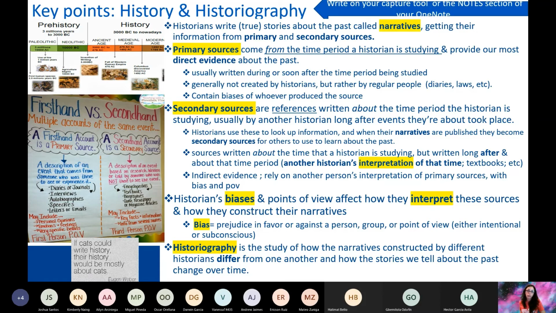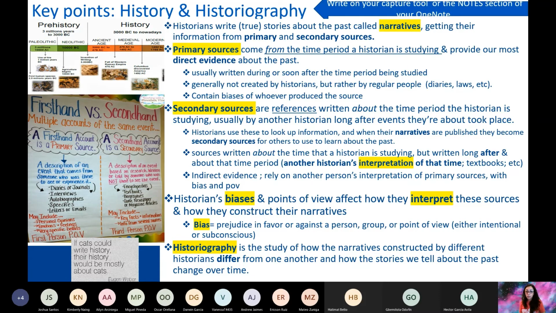So secondary sources are references written about the time period that we or a historian or anyone is studying, usually written by another historian or an academic long after the events that they are about took place. You can think of these as like textbooks or reference books. Historians use these to look up information, and when they write narratives based on primary sources, the historian's narrative becomes a secondary source that others can use to learn about the past.